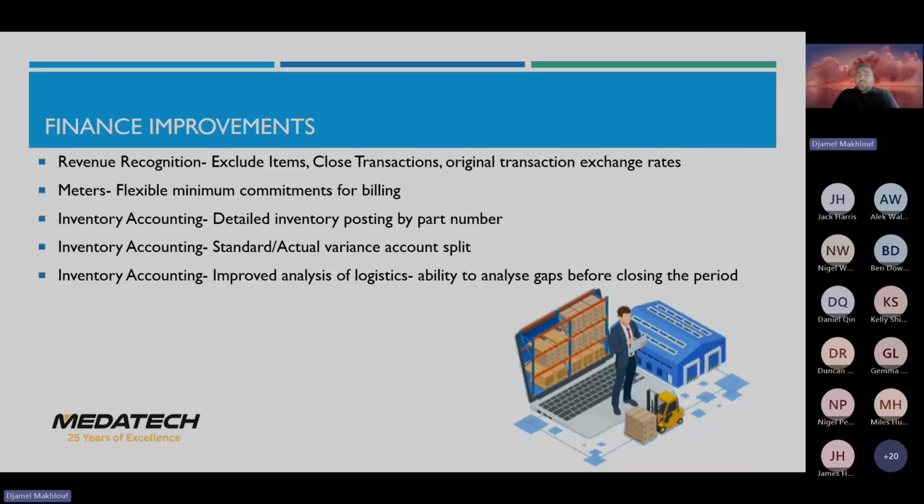And for those of you using COGS, Priority have improved the perpetual inventory mechanism. These updates add more accuracy, control, and transparency by recording detailed inventory by part, adding new alerts and controls to prevent posting mistakes, splitting the variance account to track gains and losses more clearly. And the one that I hear about quite a bit on site, they now allow you to analyze gaps between logistics inventory and financial inventory even before you close the period, allowing you to see potential issues before they arise and plan for them accordingly.